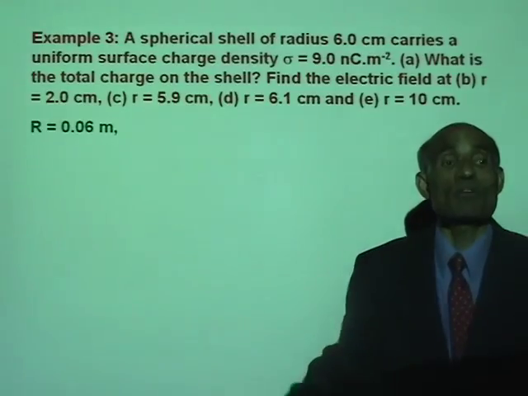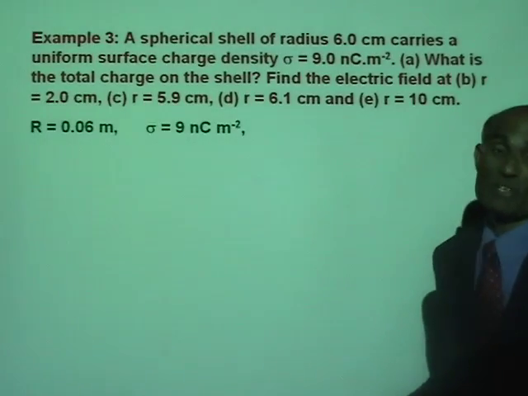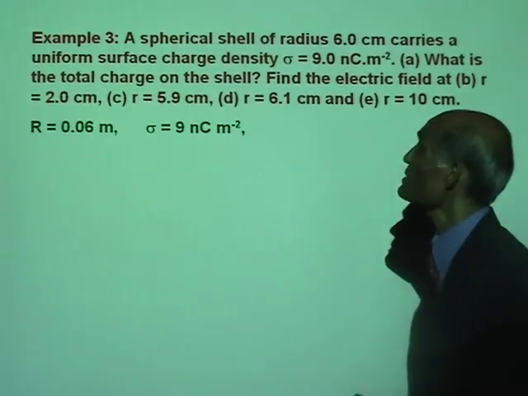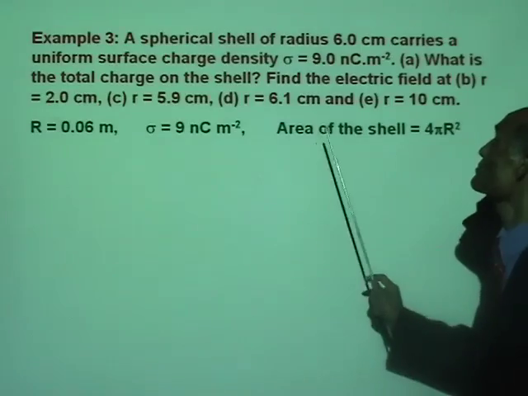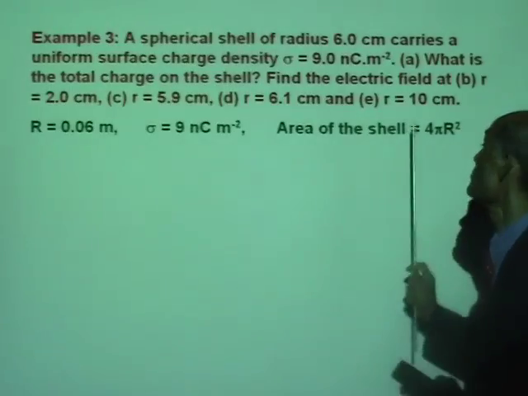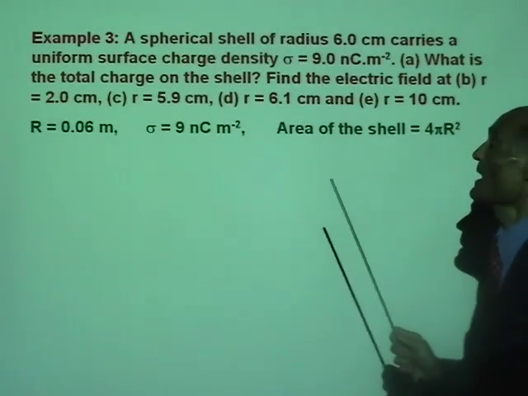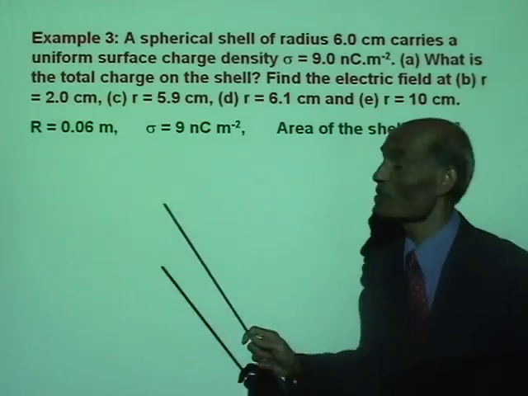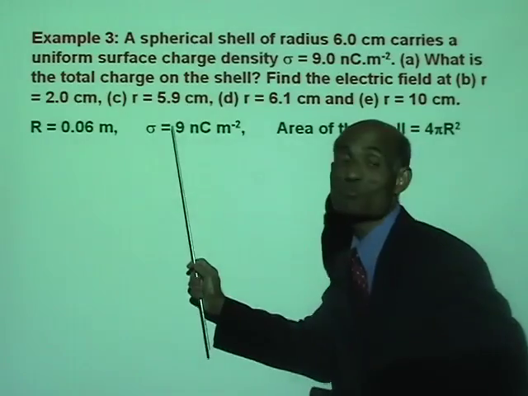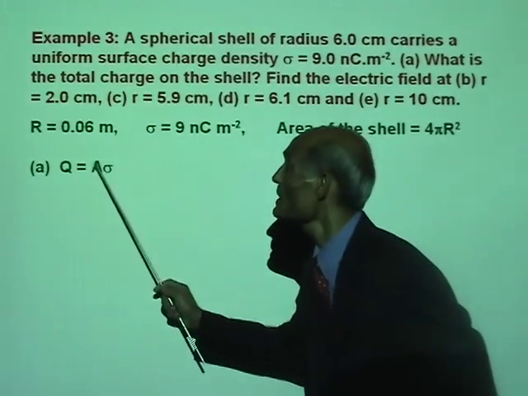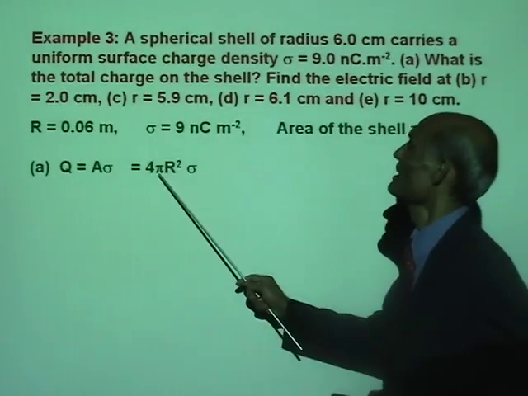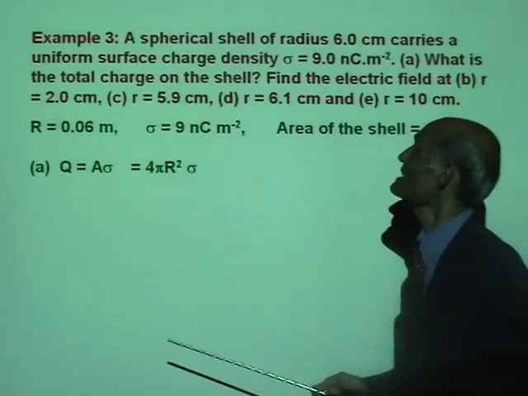What is the surface area of that shell? Well, the surface charge density is 9 nanocoulomb per meter squared. Tell me, what is the area of the shell? What is the surface area? It's 4 pi r squared. And therefore, the total charge on the shell will be the area of the shell multiplied by the charge per unit area. So Q equal to A times sigma, and you know both these quantities. That will be 4 pi r squared sigma.